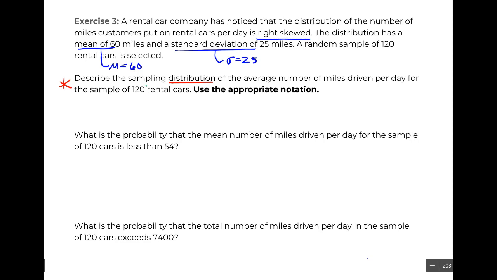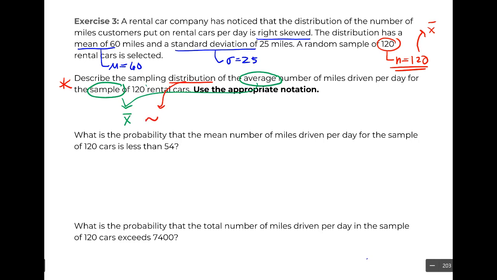A random sample of 120 cars is selected. So as soon as you see this, this is when you should immediately be thinking this is probably a sample mean question. I probably need to do that weird thing where I divide my standard deviation by the square root of n. And then as we move on, we can see, sure enough, it is. Because we have described the sampling distribution of the average for our sample. So that's what we need to be describing, which is our x bar.